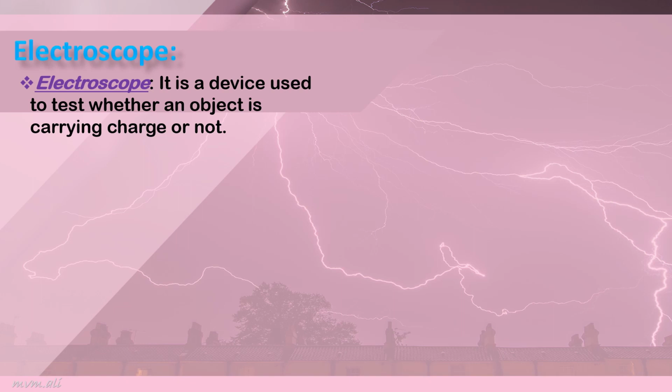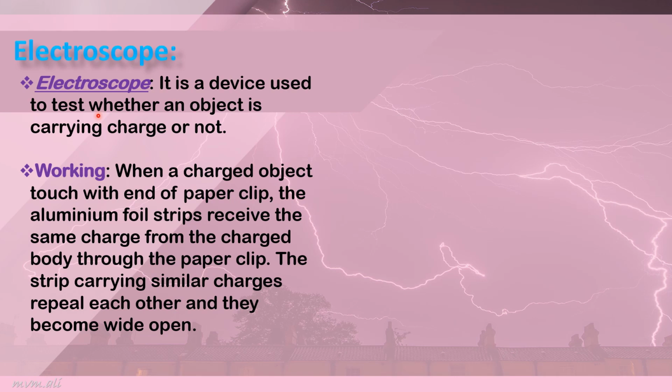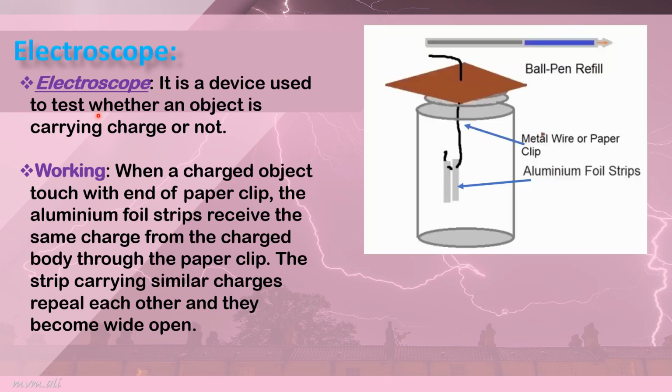Then what is an electroscope? An electroscope is a device used to test whether an object is carrying charge or not. It is not used to detect the nature of the charge. It is just used to check whether an object is charged or not. Okay, how does it work? Clear. So let's see the structure of the electroscope.